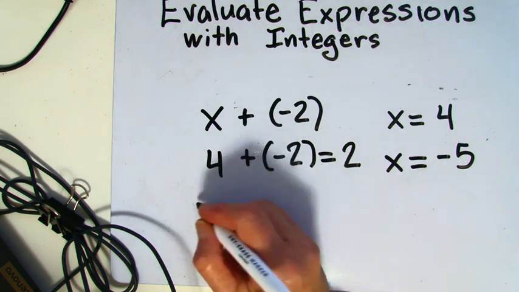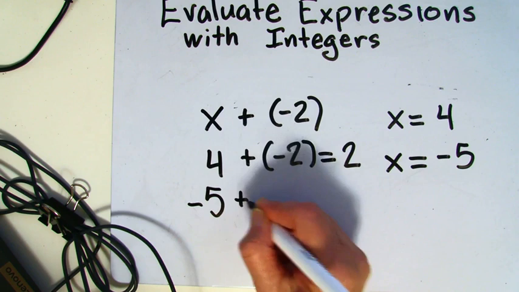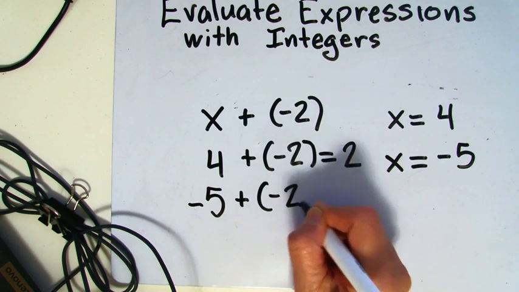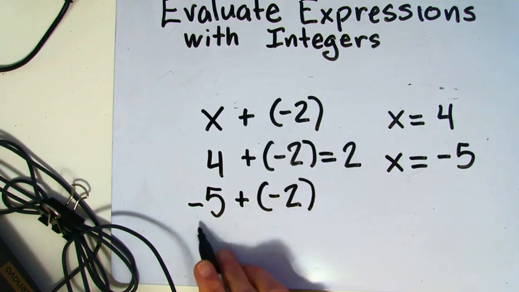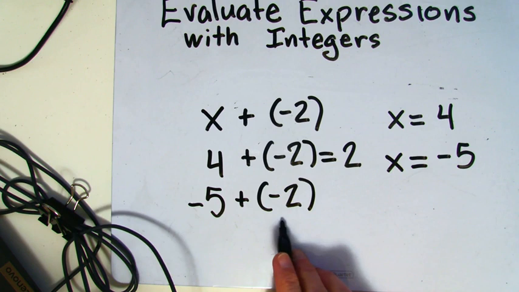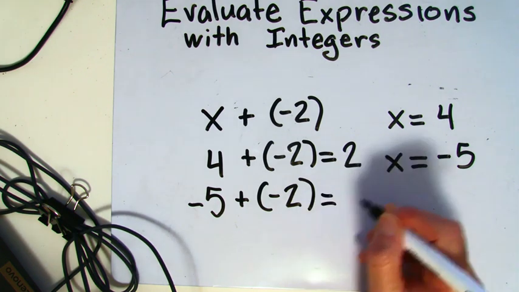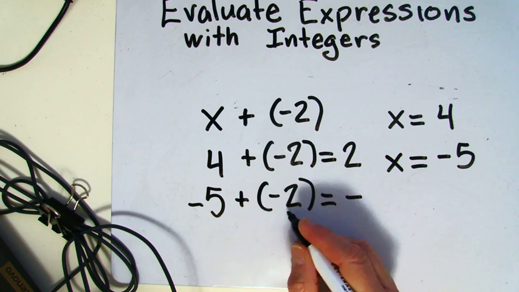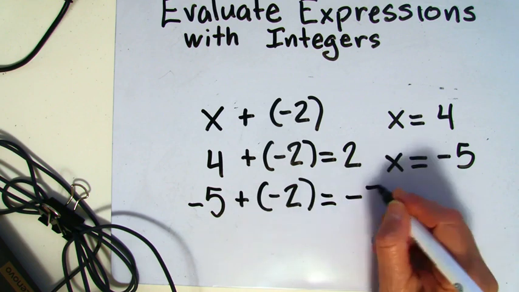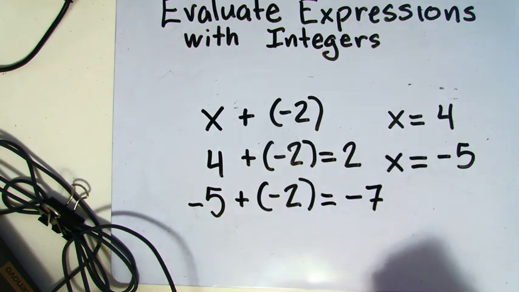For this one, we have negative 5 plus negative 2. Notice that both signs are negative, so the answer is going to be a negative, and we're going to be adding these two together. So our answer is negative 7.